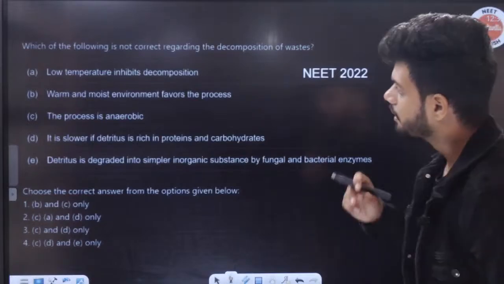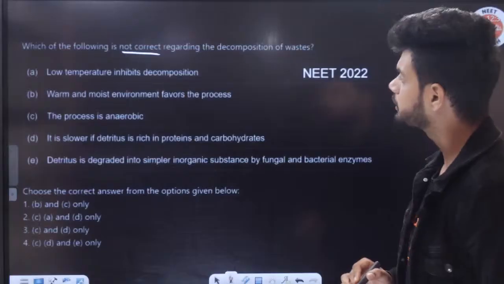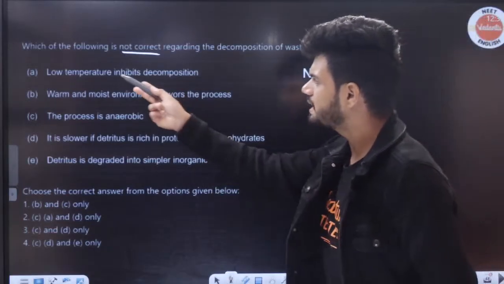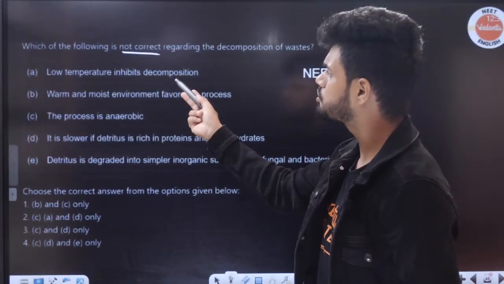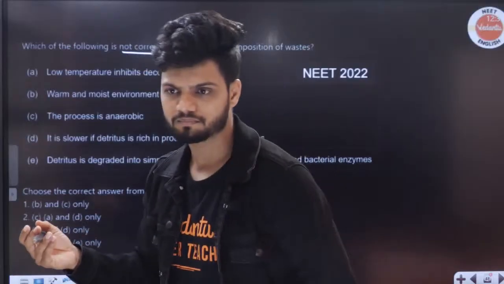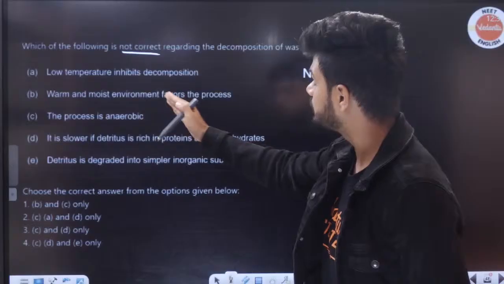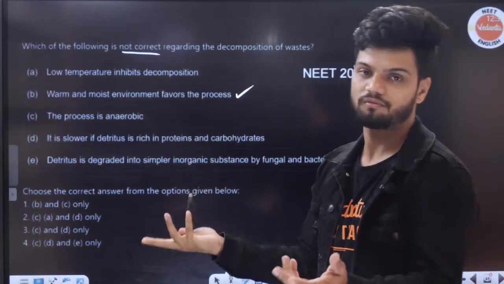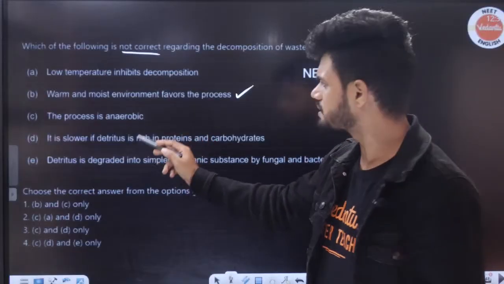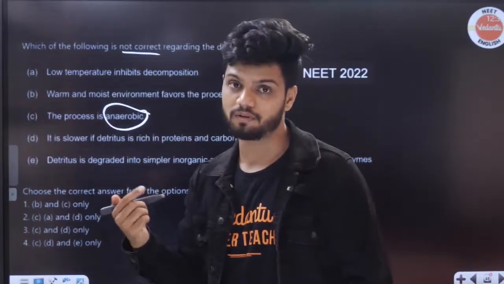Next question you see. Which of the following is not correct? Regarding the decomposition of waste. Low temperature inhibits decomposition. Yes, it inhibits. Warm and moist environment favors the process. Yes, warm and moist favors. We learned the process is anaerobic, students. Students, tell me, is it anaerobic or do we need oxygen here? We need oxygen.